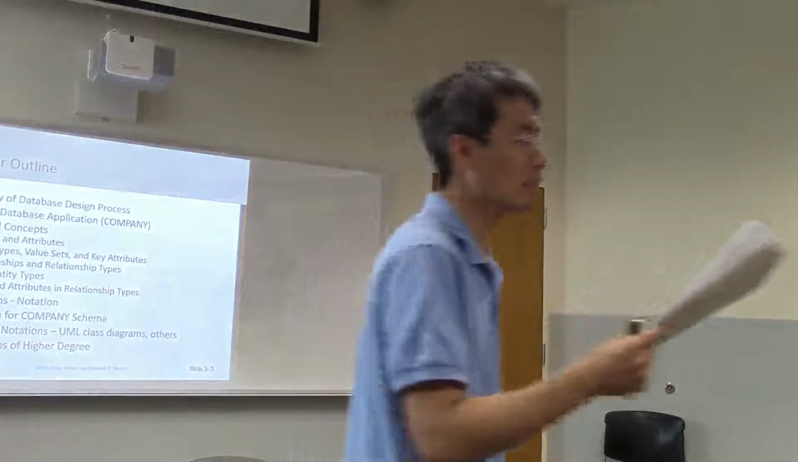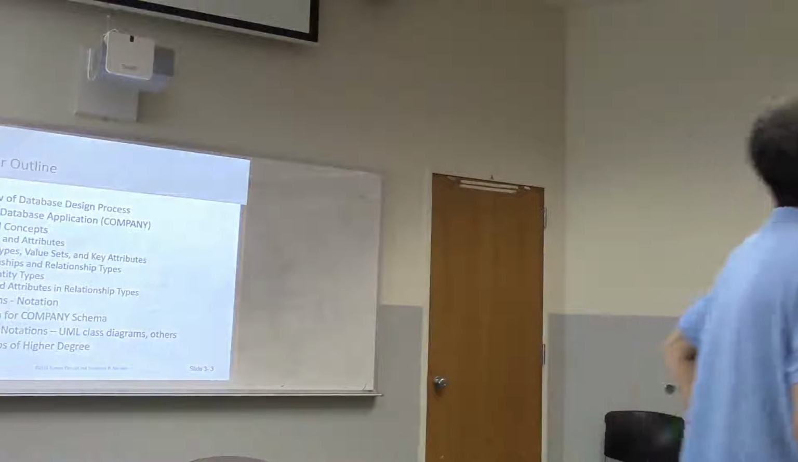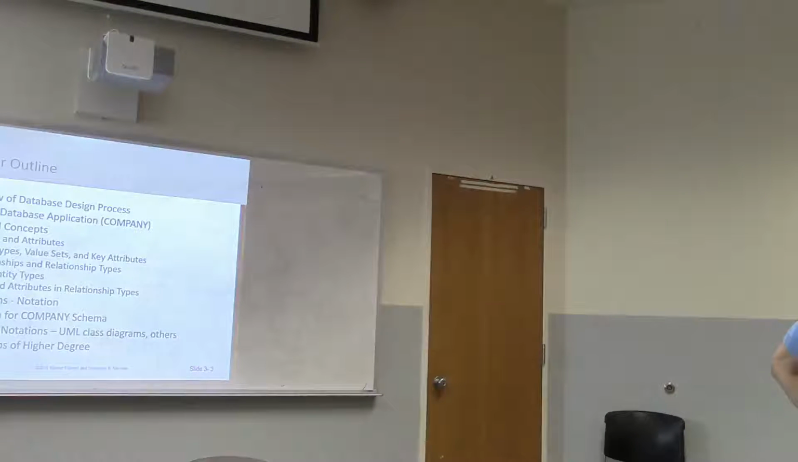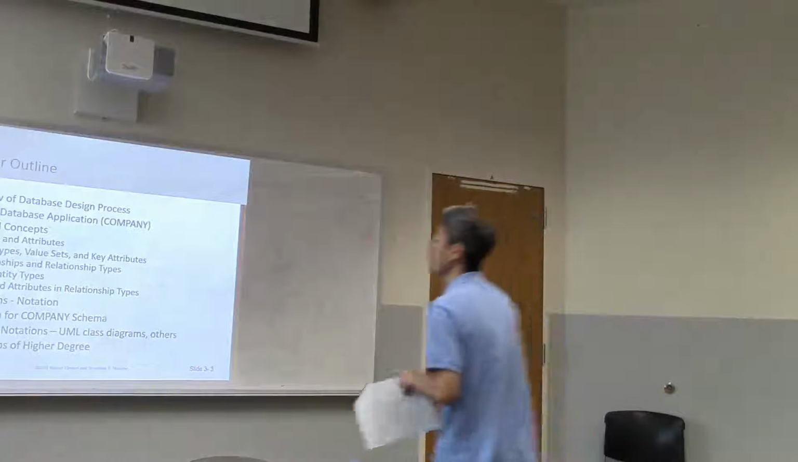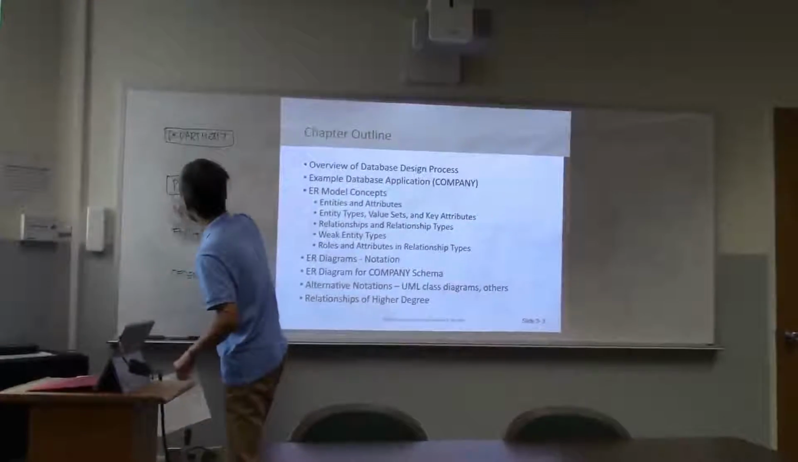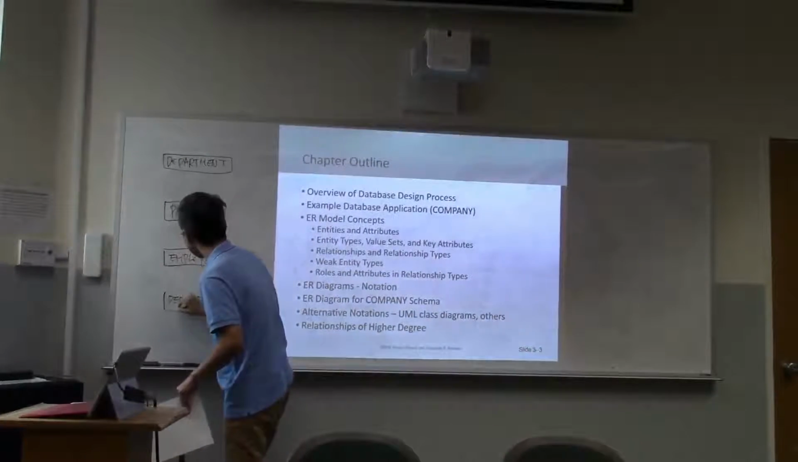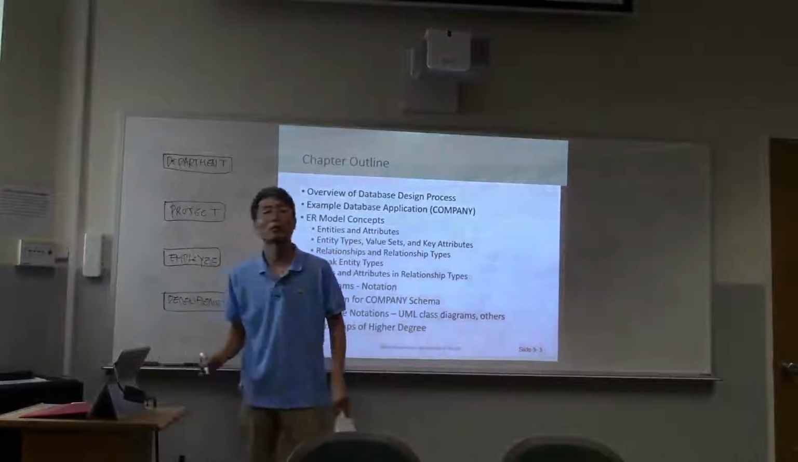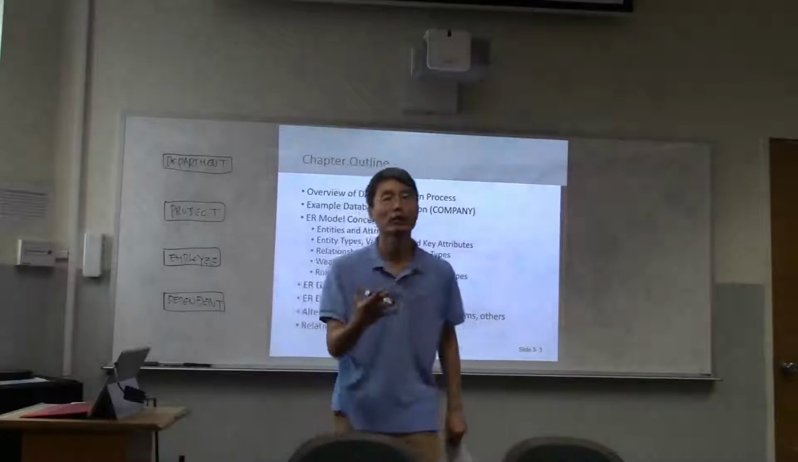So the first thing is to design the entity type. In other words, it's an entity we found. However, we decide to use a diagram, which makes our model easy to understand. We use a rectangle. From now on, we are going to use the rectangle to represent an entity type.